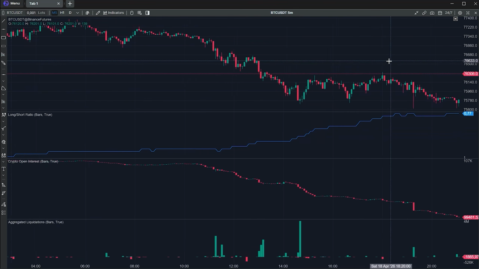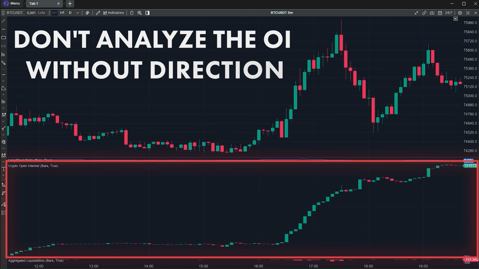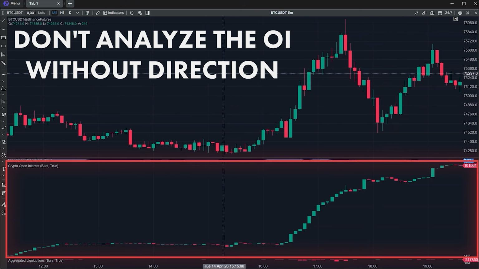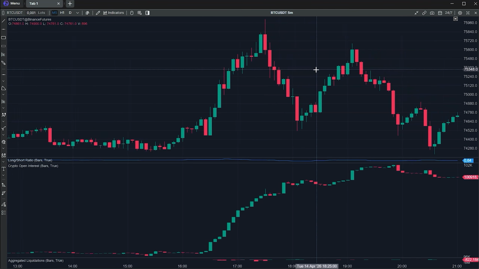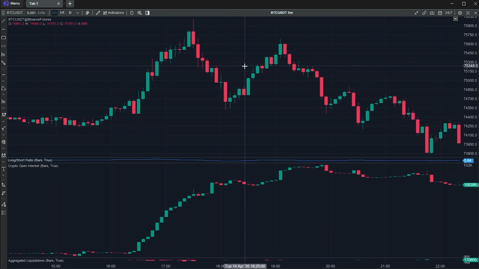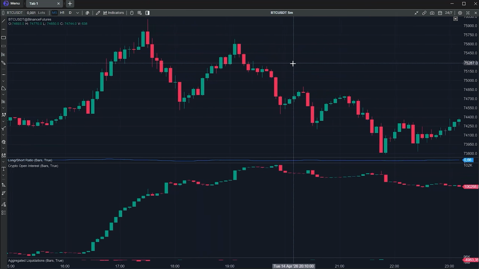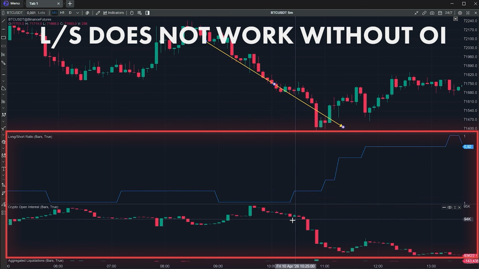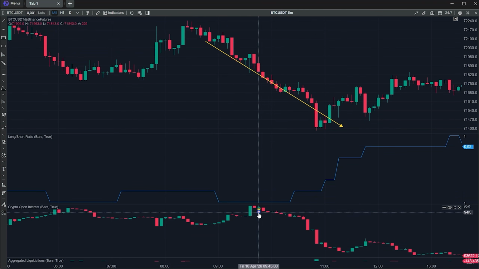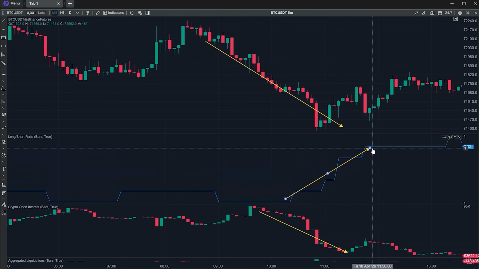Just remember this. Don't analyze the OI without direction. Rising OI doesn't mean people are buying. It only tells you one thing: more positions are opening than closing. Whether they're longs or shorts is a separate question. The long-short ratio doesn't work without OI. A move towards selling could mean new shorts are opening, or old longs are closing. These are two completely different situations. Without OI, you can't tell the difference.